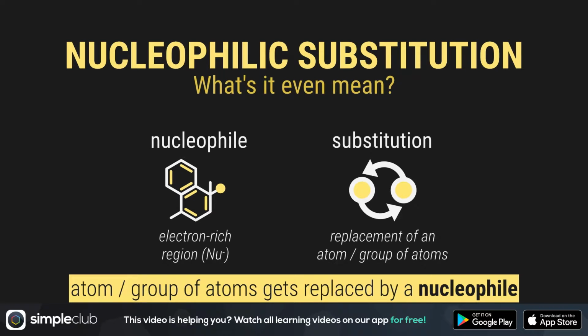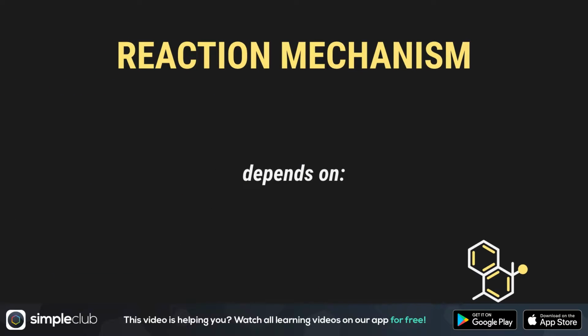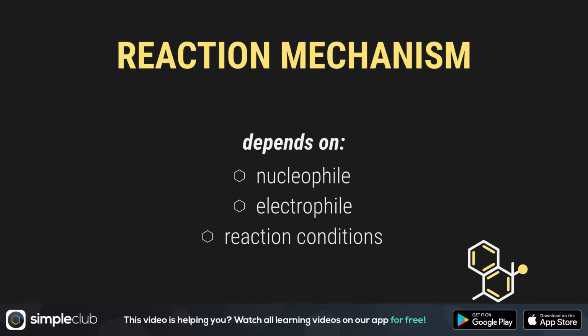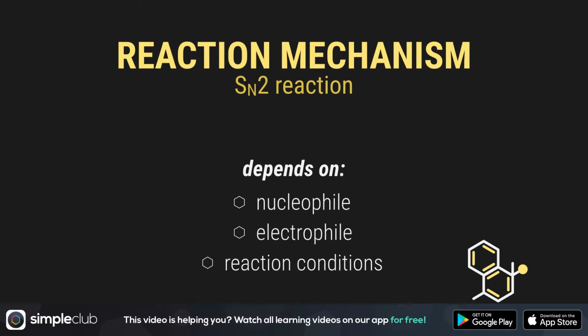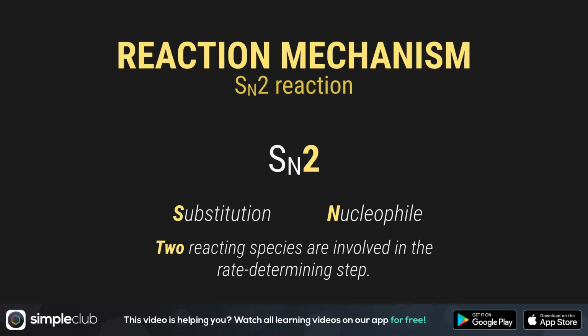Okay, but what does that look like exactly? This kind of reaction can take several different forms depending on the nucleophile, the electrophile, and the conditions of the reaction. The one we're going to be talking about today is what's called the SN2 reaction. The S stands for substitution, the N for nucleophile, and the 2 tells us that there are 2 reacting species involved in the rate-determining step. Don't worry, we're going to explain that later.